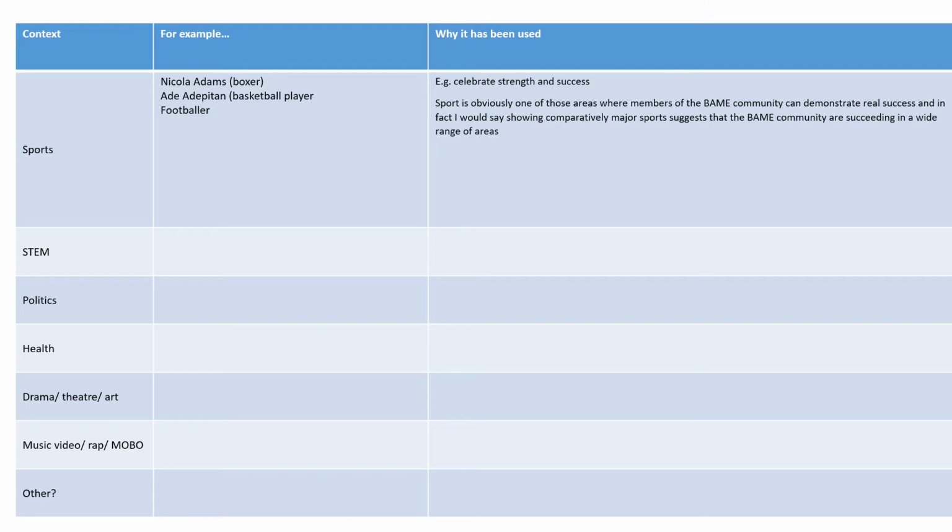You've got Nicola Adams, who's a boxer, and Ade Adepitan, the basketball player, who also got a footballer whose name I don't know, but you might be able to know who he is. And why have they been used? Well, I think they've been used to celebrate strength and success. And you'll notice that on the table I've given you, you've got some examples to help you. And sport is obviously one of those areas where members of the BAME community can demonstrate real success.